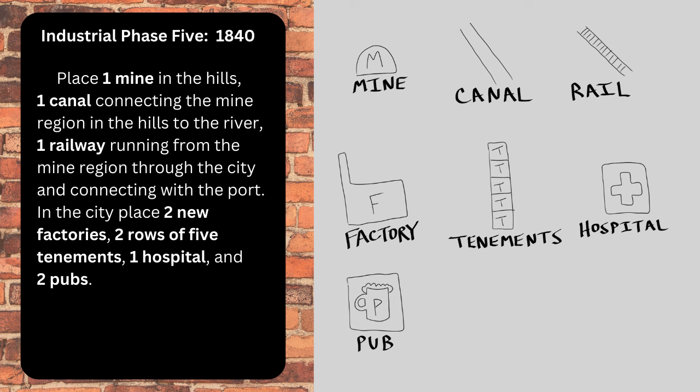Place a mine in the hills. A canal connecting the mine region in the hills to the river. A railway running from the mine region through the city and connecting with the port. In the city, place two new factories, two rows of five tenements, a hospital, and two pubs.